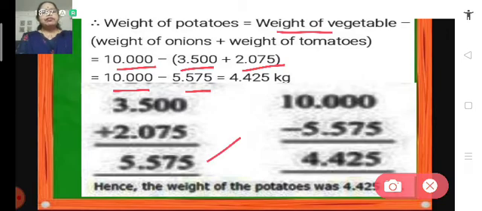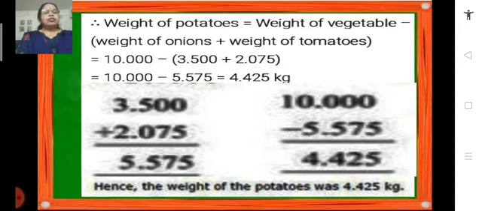Here we have added them. First we have to add the weight of the onions and the weight of tomatoes. So we get 5.575, isn't it? Then from 10 kgs we have to subtract 5.575 kilograms. So we have done the subtraction like this. Here we write the decimals according to the place values, and subtracting from the thousandths place, what do we get? We get 4.425, isn't it? So the weight of potatoes that we get is 4.425 kilograms.